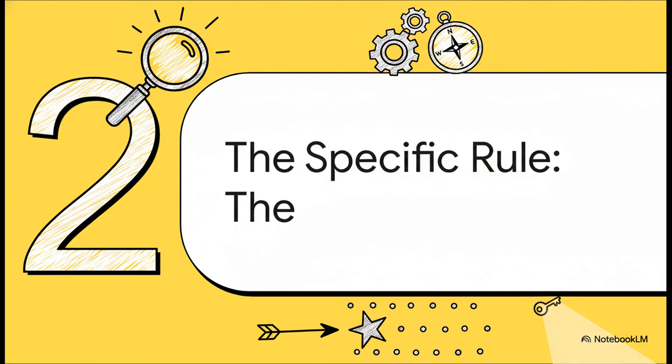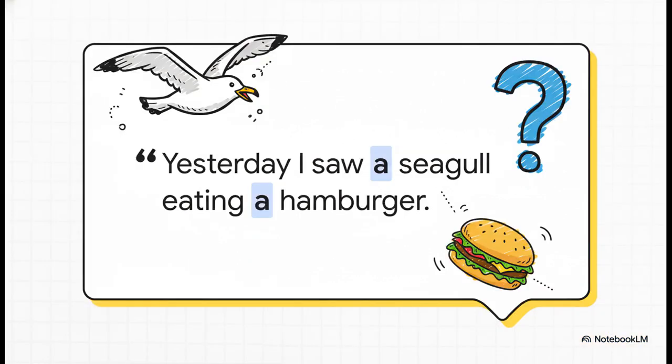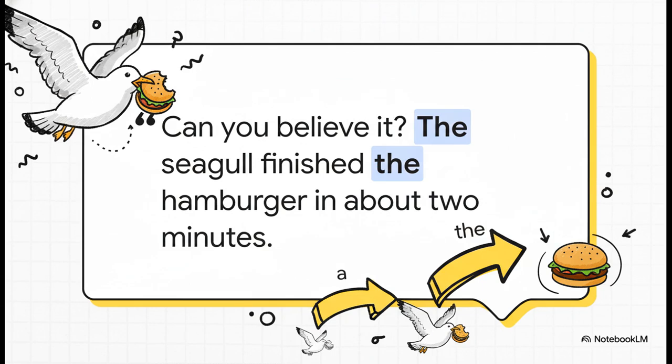Time to talk about the. So if a and an are all about being general, well, the is their complete opposite. It's all about being specific. Remember that story I mentioned? I saw a seagull eating a hamburger. When I first say this, you have no idea which seagull I'm talking about or which hamburger. They're totally new information for you, so I have to use a. They're general. But now, look what happens next.